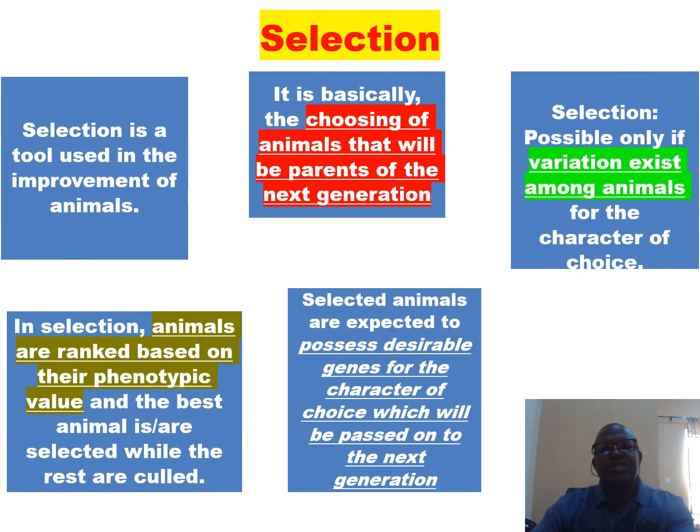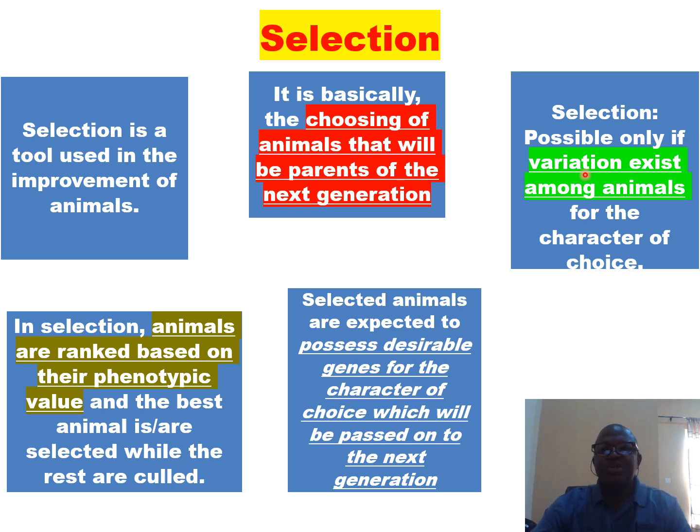So what is selection? Selection is simply a tool used by geneticists in the improvement of animals. Selection simply means the choosing of animals that will become parents of the next generation. And this selection is made possible by what is referred to as variation, which exists among animals and plants also.